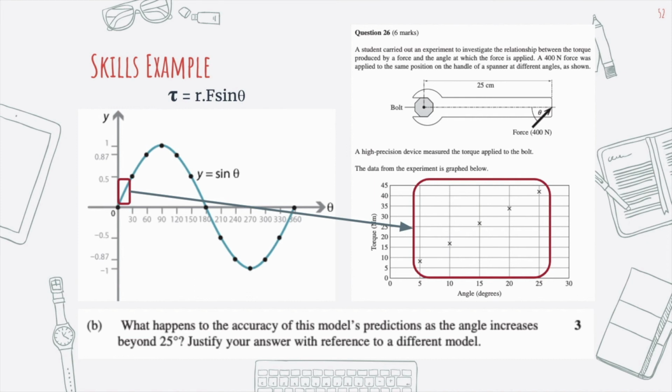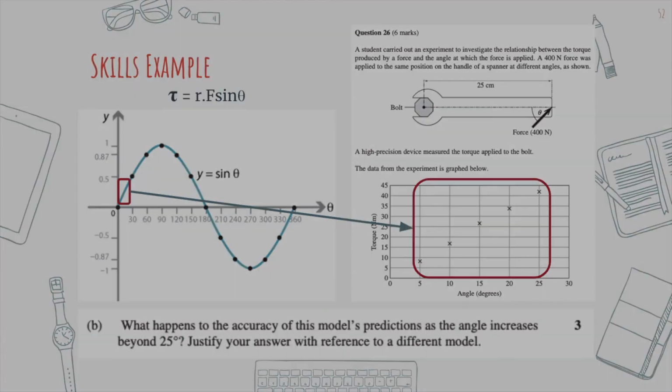So this shows that torque does not follow the simple linear relationship demonstrated in the student's model, where torque was equal to k theta, but instead it will take the form of a sine wave, where torque is proportional to sine theta. And I can incorporate the formula from the syllabus to assist in my explanation of this answer here.